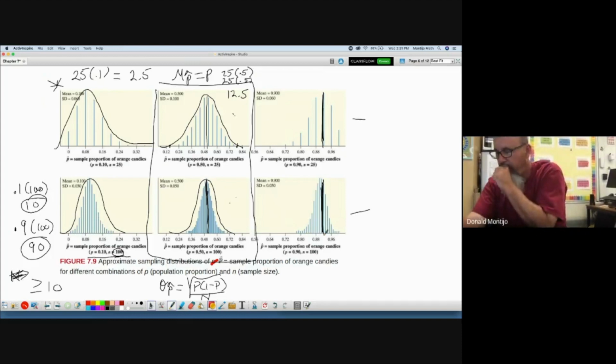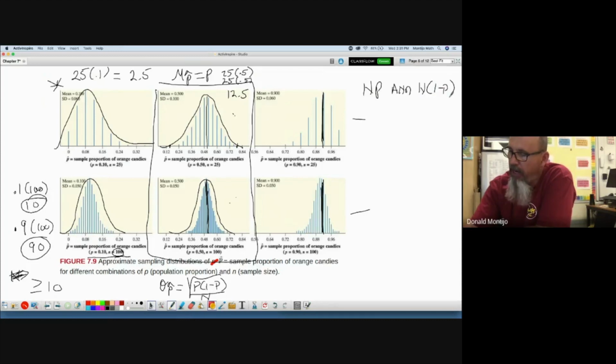Now, the one at the top does not look perfectly normal. In fact, it looks slightly left skewed. Why is it skewed? Well, let's check the rule. We know it'll be normal if n times p and n times 1 minus p are both greater than or equal to 10. Well, in this case, n, 25, times the proportion of success, 0.9, and n, 25, times 1 minus 0.9, both have to be greater than or equal to 10. Well, 25 times 0.9 is 22.5. Greater than 10, we're okay.